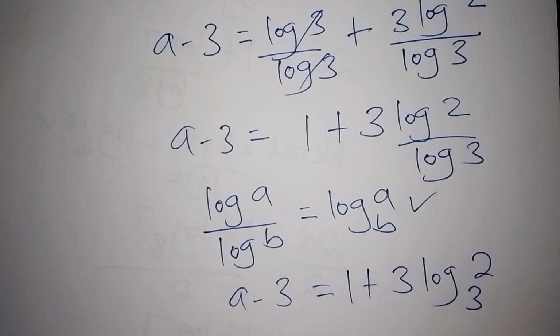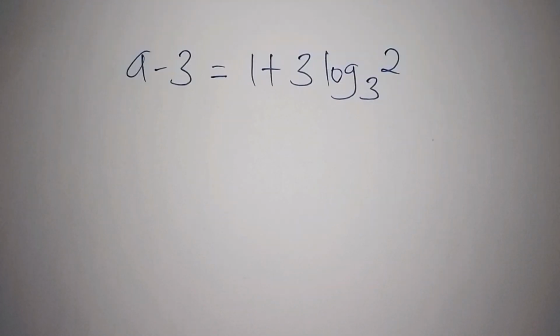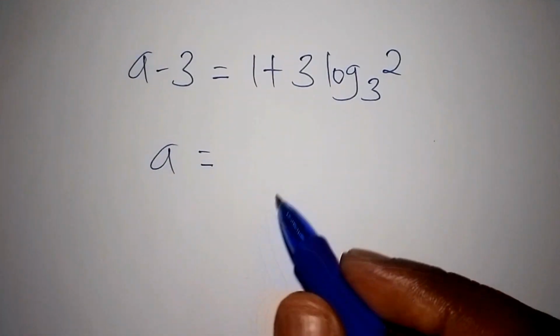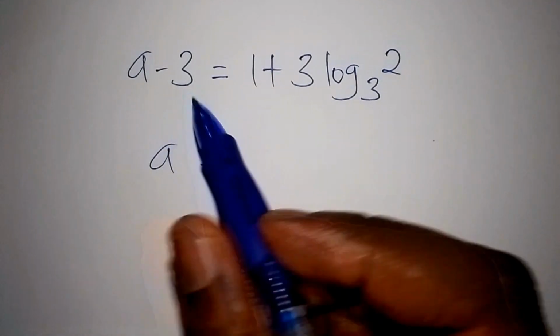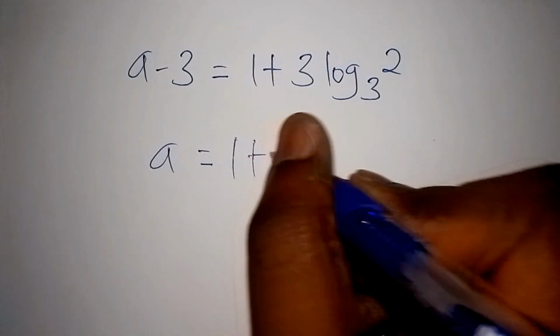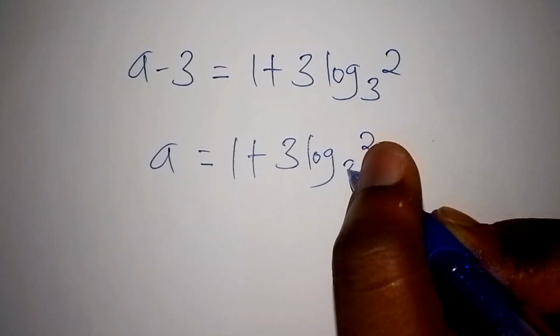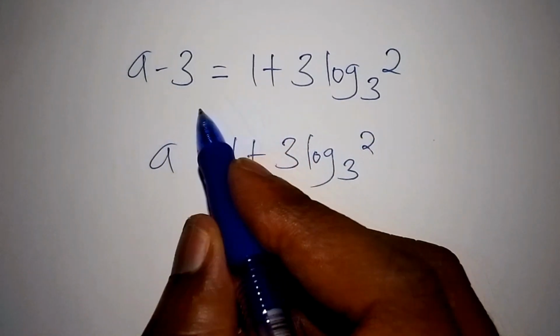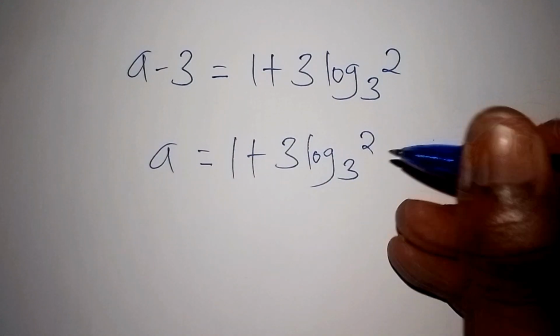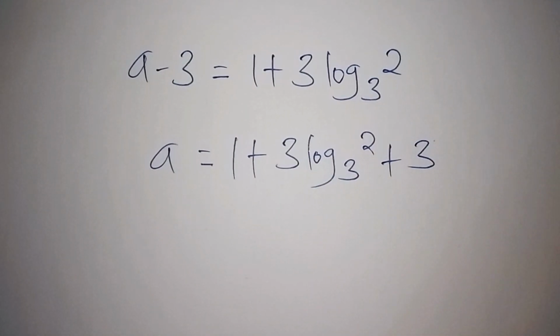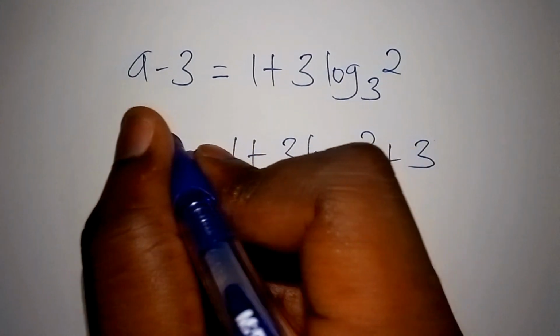So now a is equal to 1 plus 3 the log of 2 to the base of 3, then this minus 3 we shall cross to this other side. Now it shall become plus 3. So this shall be our value for a.